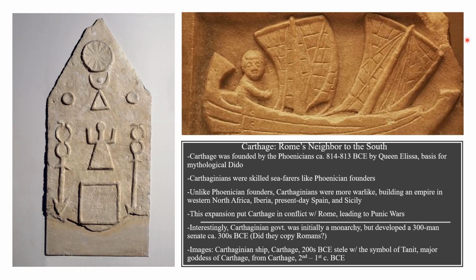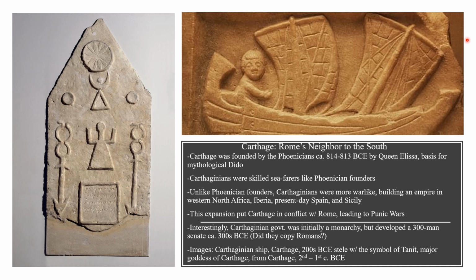The Carthaginians, like the Phoenicians, who were their forebears, were very skilled seafarers. They were good sailors and good maritime merchants. But unlike their Phoenician founders, the Carthaginians were a lot more warlike. They built an empire in the Western Mediterranean that spread across Western North Africa, and then northward into Iberia, what is now Spain, and even into Sicily and parts of other northern Mediterranean islands.